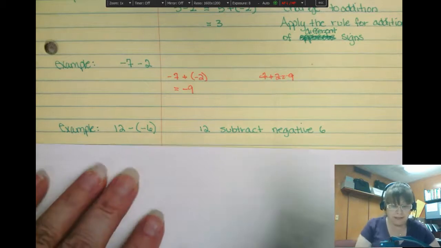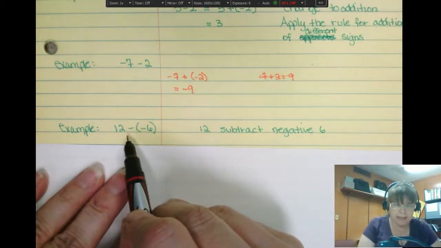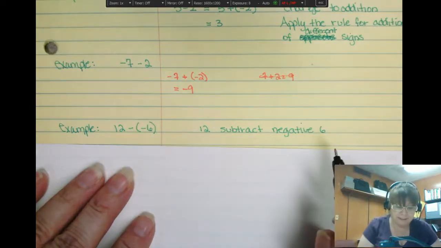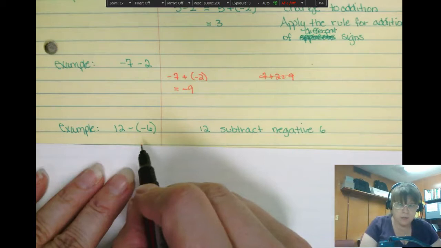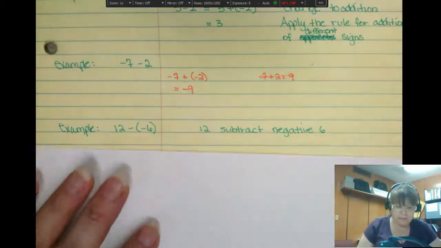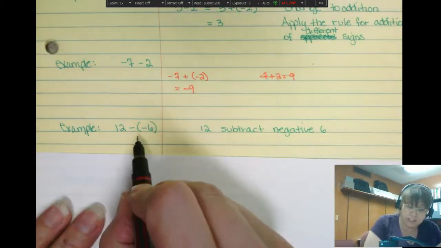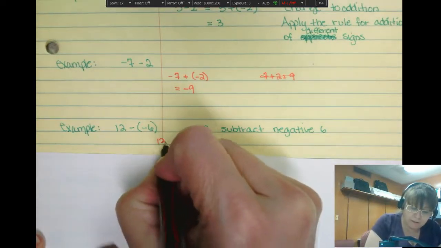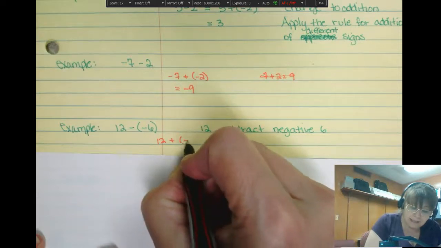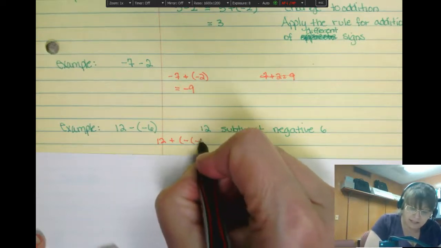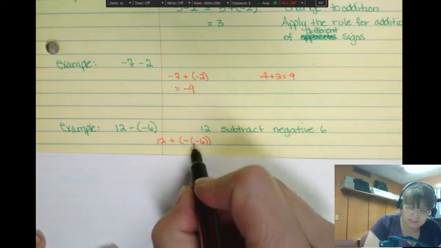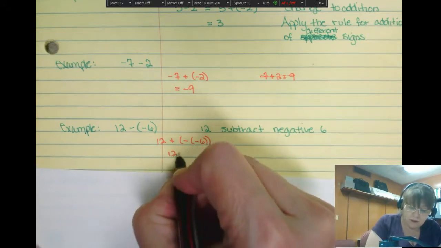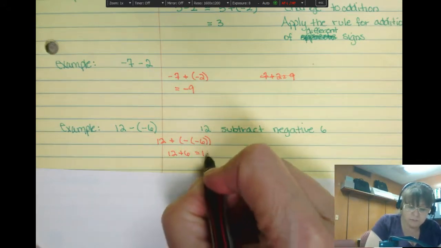Let's try another one. 12 subtract negative 6. But let's change it into addition. If we change this into addition, we can also say 12 plus the opposite of negative 6. And the opposite of negative 6 is positive 6. So 12 plus 6, and 12 plus 6 is 18.